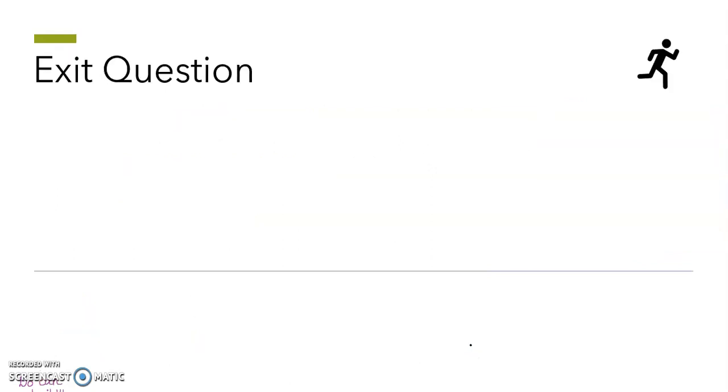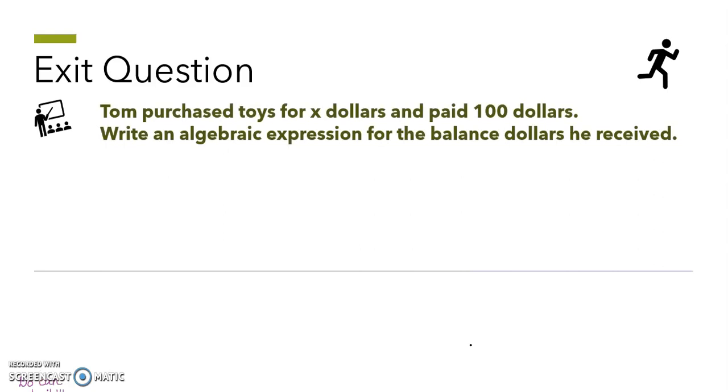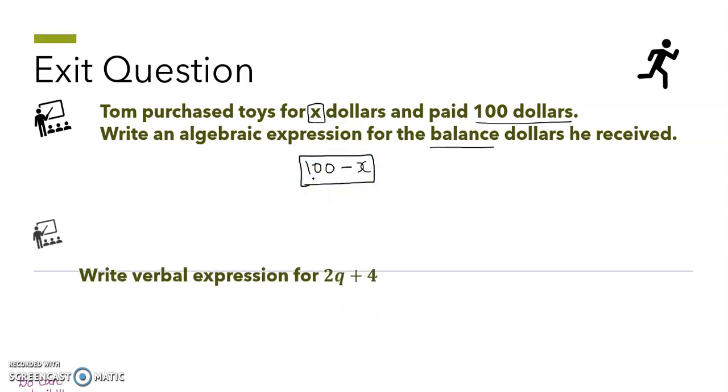Now let's wind up the video with the exit question. Tom purchased toys for x dollars and paid $100. Write an algebraic expression for the balance dollars he received. So let the x dollars be what he has purchased toys for, and he has paid $100. So how can we write the algebraic expression? Because we have a balance, 100 minus x. So this will be your answer. This is the algebraic expression.